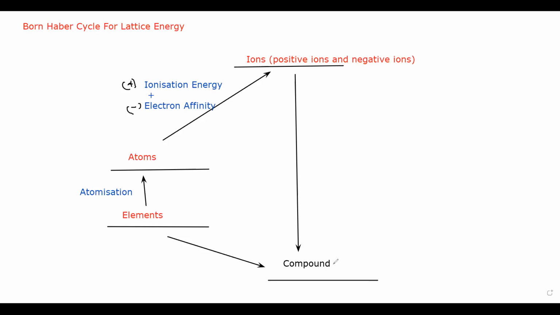Or ions directly form the compound. When ions are forming a compound, what do we call that energy? We call that lattice energy. And if elements directly form the compound, when elements are forming a compound, we call that formation.